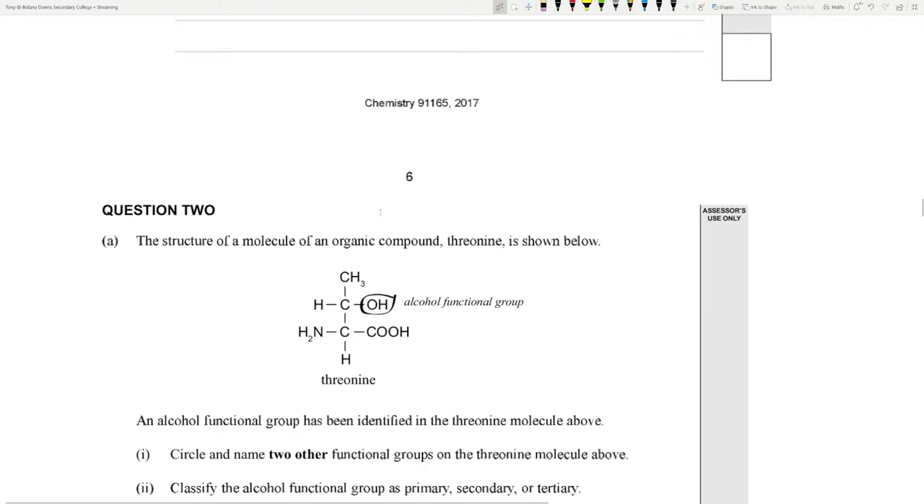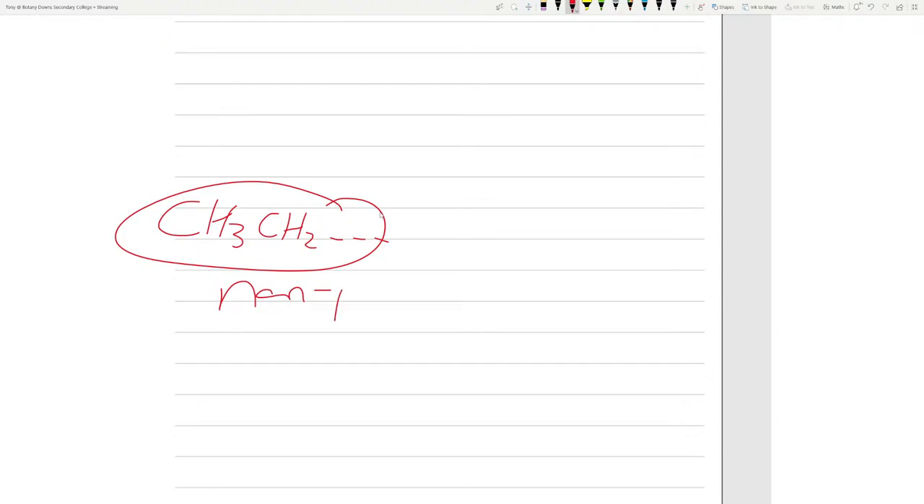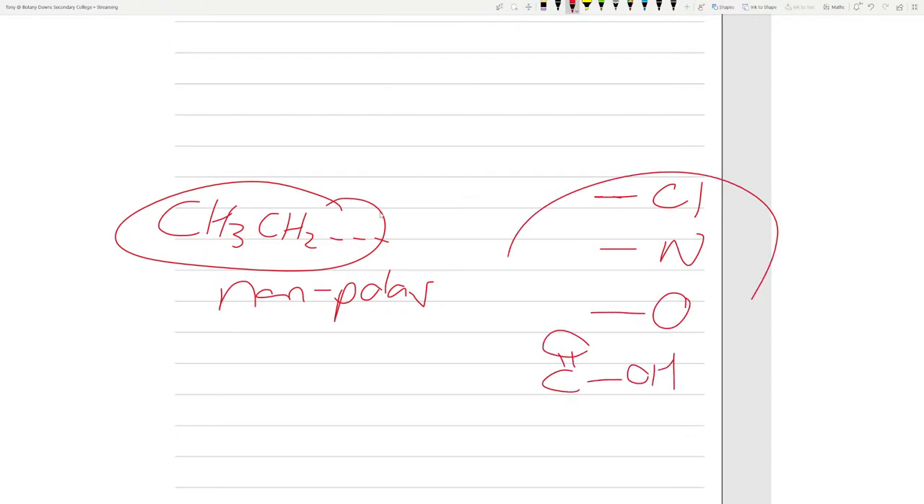How do we know it's polar or nonpolar? That's just structure and bonding. Anything you see in organic chem that's like this, this stuff, is always nonpolar. Anything that you see something like Cl, nitrogen, oxygen, COOH, these things are all polar. Okay, this is polar, this is nonpolar.